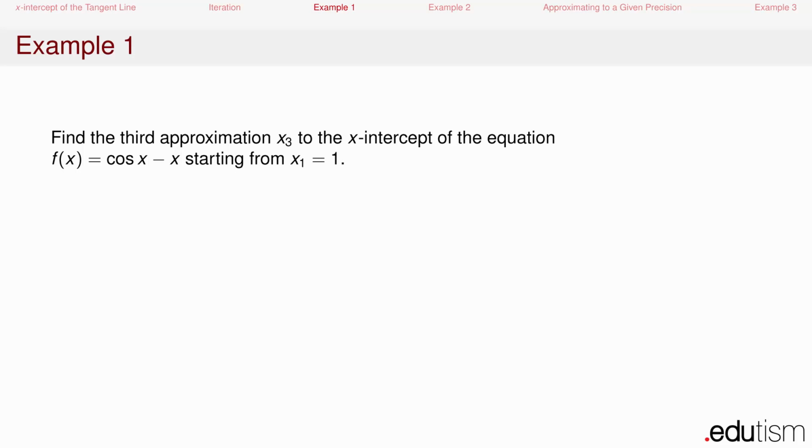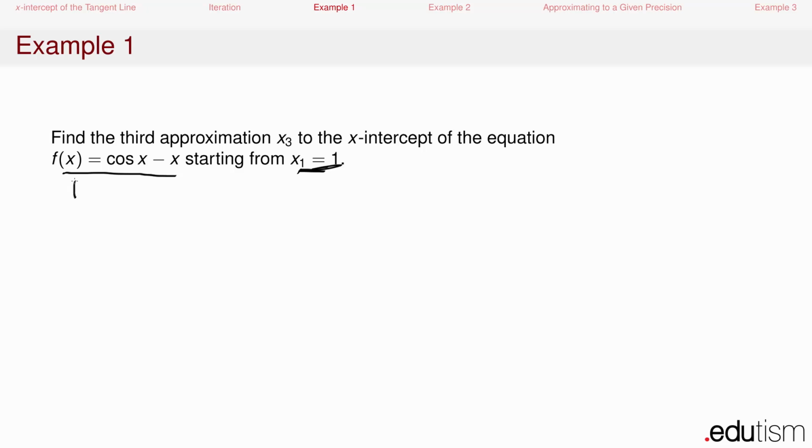So let's see what this procedure looks like. We want to find the third approximation, x3, to the x-intercept of the equation f of x equals cos x minus x, and we're going to start from x1 equals 1. So the first thing we need to do is find the formula we're going to use to get x2 from x1 and x3 from x2.